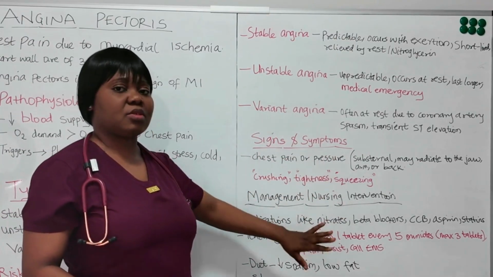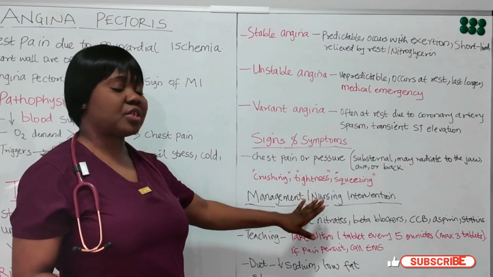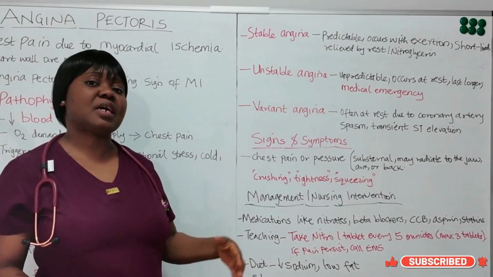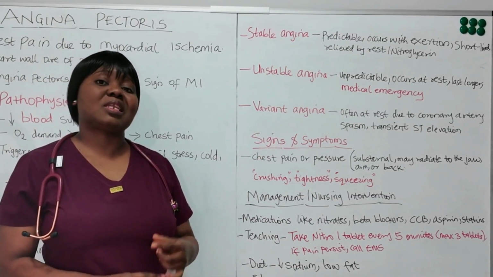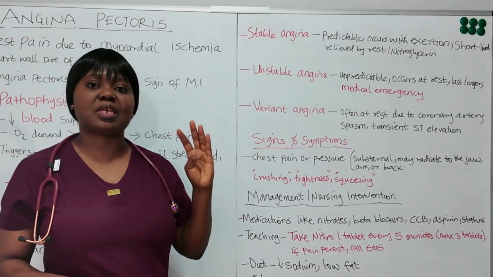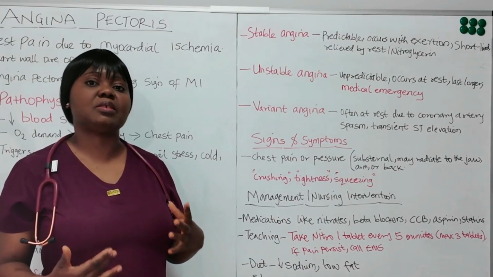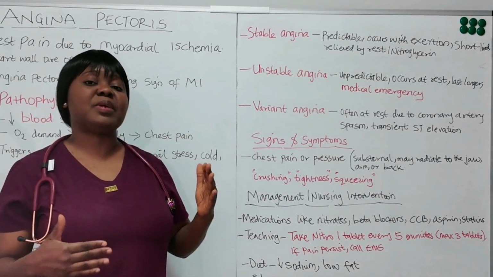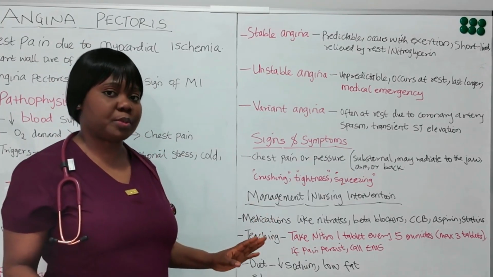Management of angina, nursing intervention. So for medication used in managing angina, we use nitrates. That's the first one. For a patient that's having angina while at home, we teach them to take nitroglycerin, 1 tablet every 5 minutes, up to 3 tablets, meaning up to 3 times. As they are taking it, they are checking if the chest pain is still there. But after taking up to 3 tablets at 5 minute intervals, if the pain is still there, they should call EMS, call 911 immediately and come to the hospital.